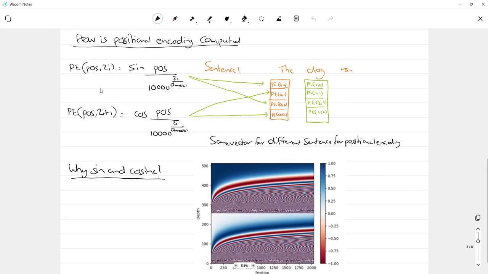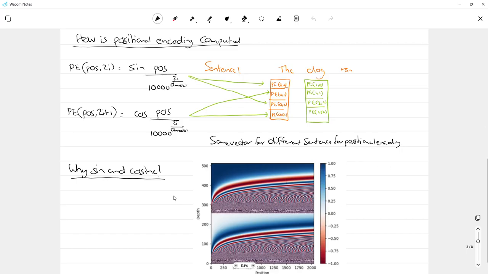So the same PE value or encoding vector is used for the same position regardless of the sentence. Suppose we consider two sentences here: the dog ran and a cat jumped. So the vector value for the first word in the sentence, the dog ran or a cat jumped, will be the same. This ensures consistency and allows the model to generalize placements across different inputs.